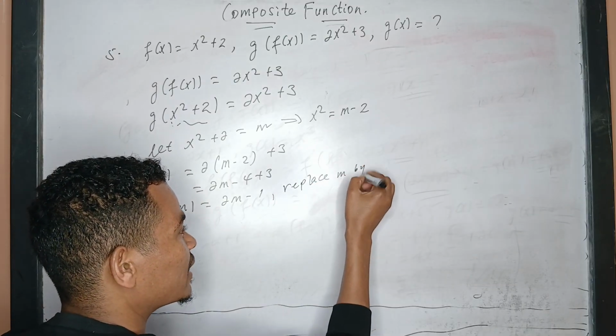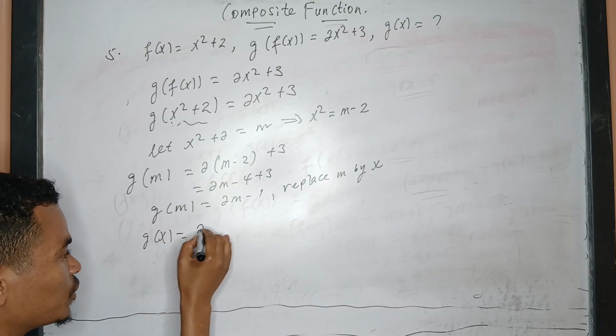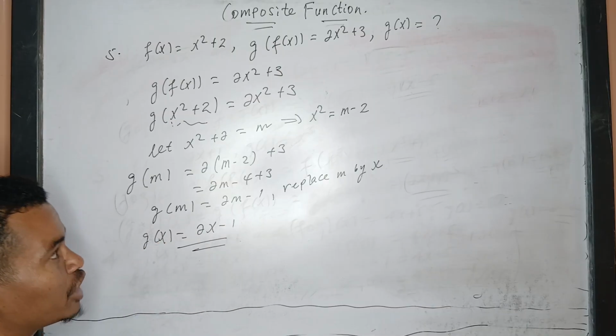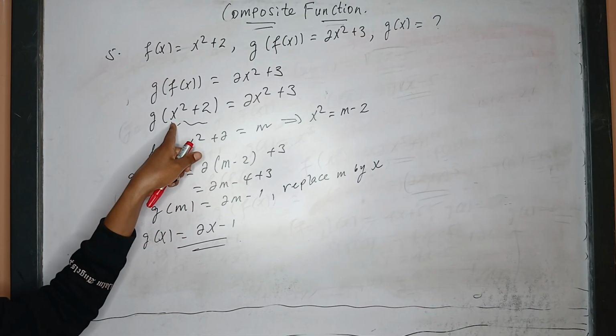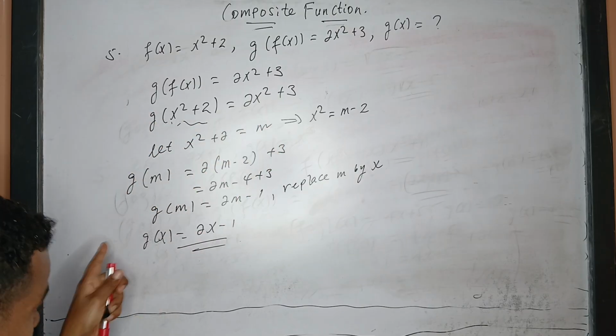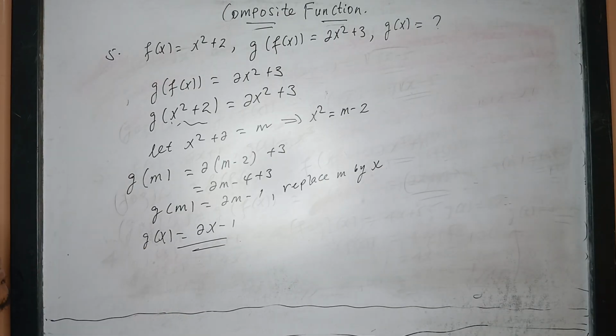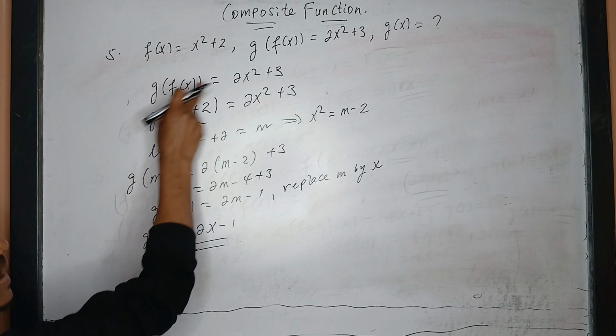m by x. That is g of x is equal to 2x minus 1. It is a simple way, applying the substitution method: let x squared plus 2 be m, then solve for x, and at the end replace m by x. We can get the function g of x.